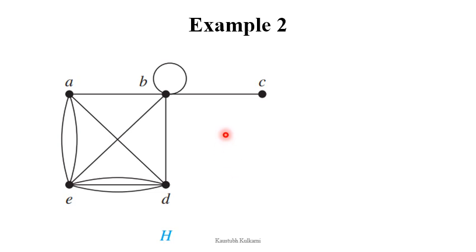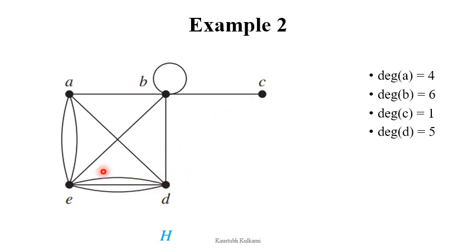Now we have multiple edges or parallel edges and self loops. So for A, it will be 1, 2, 3, 4. For B, it will be 1, 2, 3, 4. And for the self loop, we count twice, so 6. For C, it will be 1. For D, it will be 1, 2, 3, 4, 5. For E, it will be 1, 2, 3, 4, 5, 6. Okay, so these are the degrees.